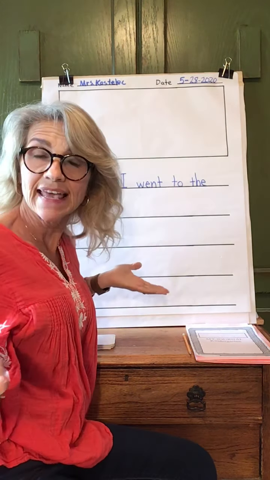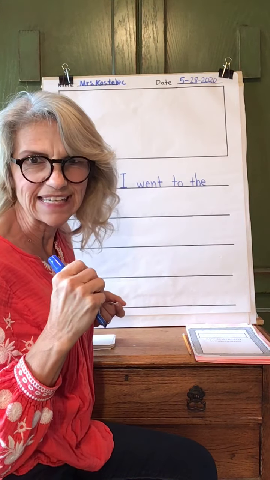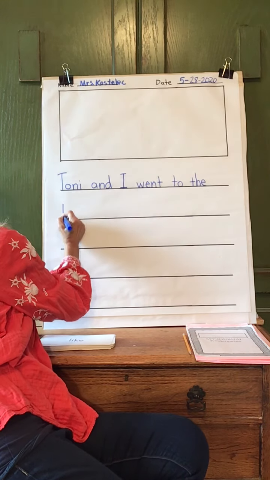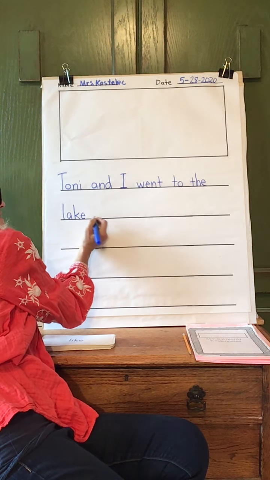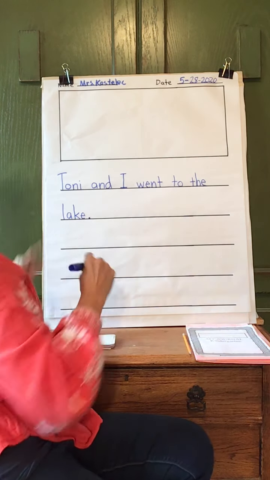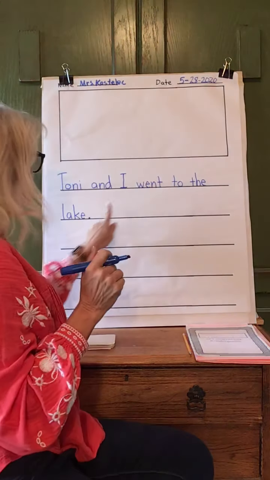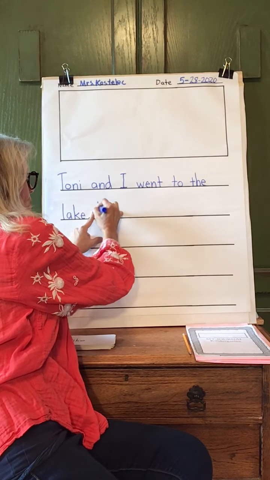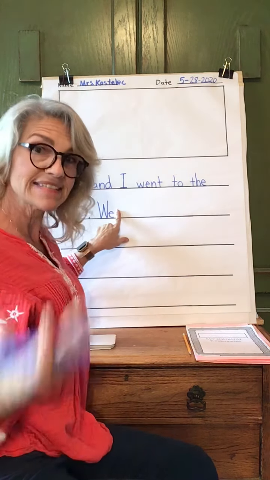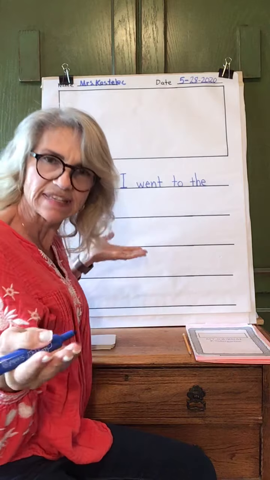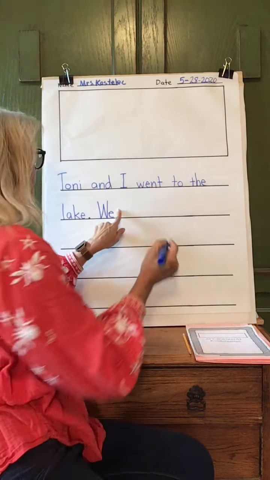Lake. Say lake. Lake. Sound lake. L-A-K. And there's a silent E. All right. L-A-K. Put a silent E at the end and a period. Tony and I went to the lake. We. So I'm going to do a spaceman. Sight word we. W, E, spaceman, sat. That's an easy word. So say sat, sat, sound sat. At. Let's write it.